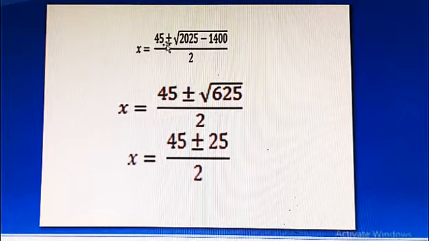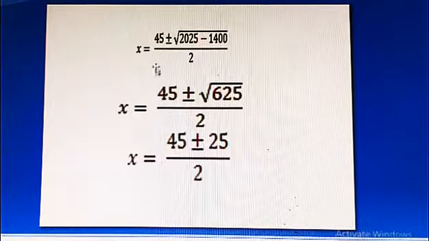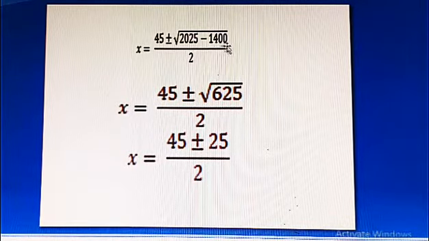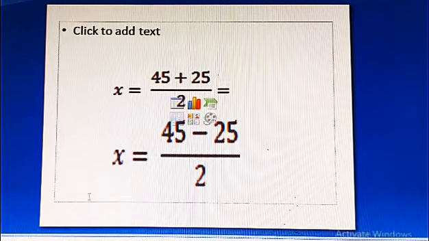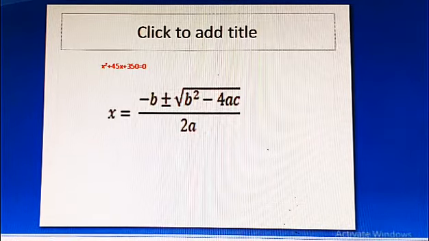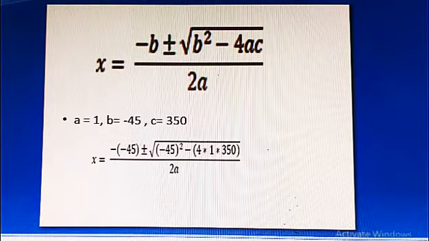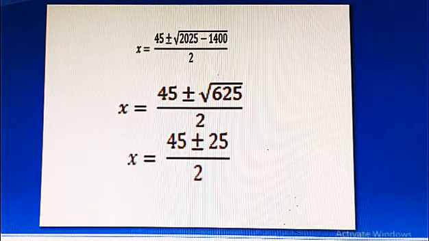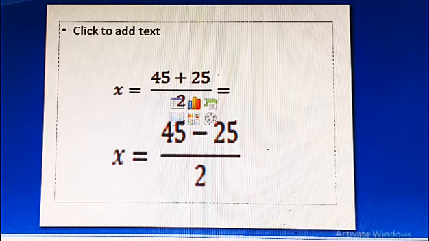X is equal to 45 plus or minus square root of minus 45 the whole square will give you 2025 minus 1400, the whole term divided by 2. When you subtract this, you will get 625. So root 625 is nothing but 25. So you have two answers. One is 45 plus 25 and another is 45 minus 25. Okay, you can have a look at how we have substituted the values. You can pause the video and go through.